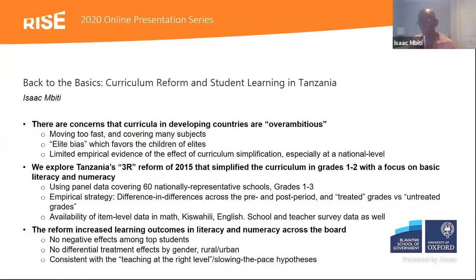One of the concerns that people raised is that if you pare down the curriculum, that might actually hurt students who are at the top of the distribution before. But what we find is no evidence of that. So basically everyone benefits from this, at least in the short run. There's no differential treatment effect. So boys and girls benefit equally. Schools in rural and urban areas benefit equally, which is interesting as well.